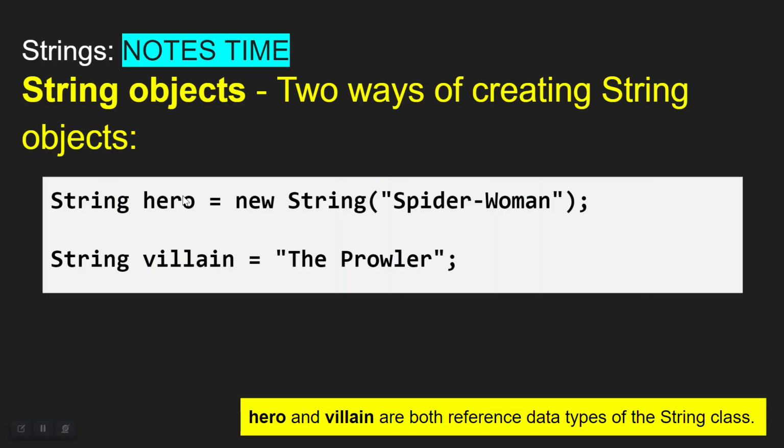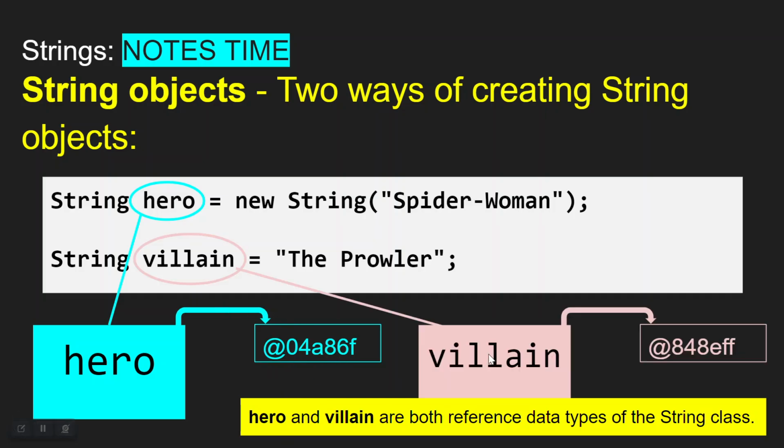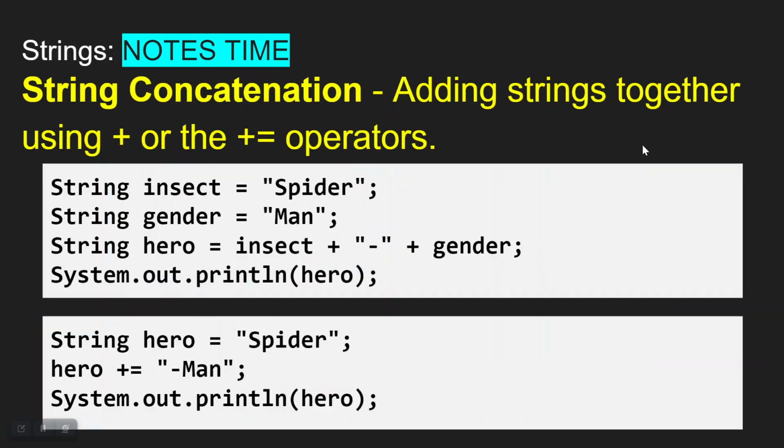So what that means is the variable name hero behaves as a pointer to an address in memory where the string Spider Woman will be stored. And similarly, that variable name villain will point to a different address in memory where the string literal, the prowler, will be stored. So remember that the variable names, the object names that you give them, point to an area in memory. That's why they call them reference data types. They are a reference to an area in memory where all of that object data is being stored.